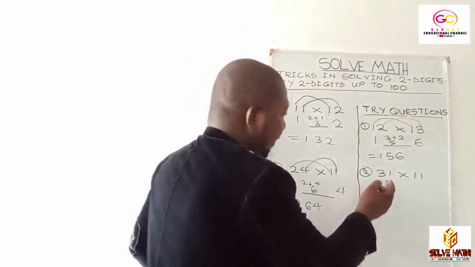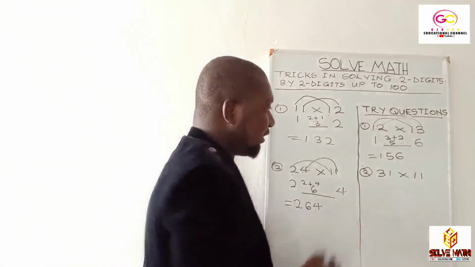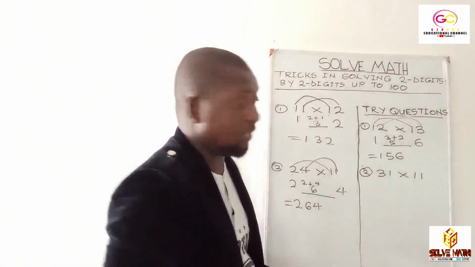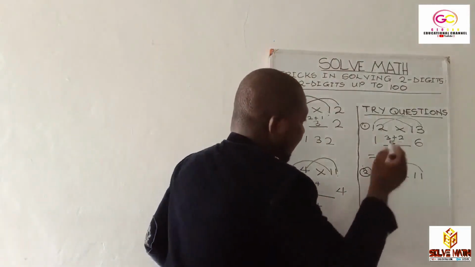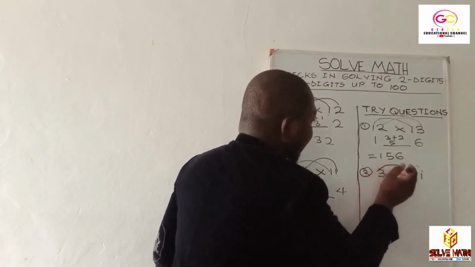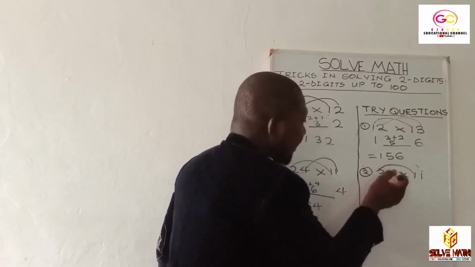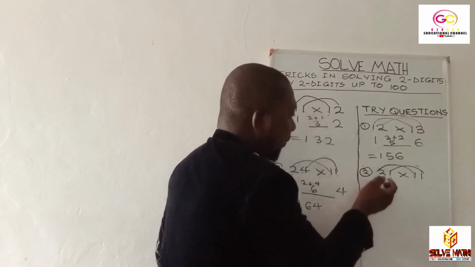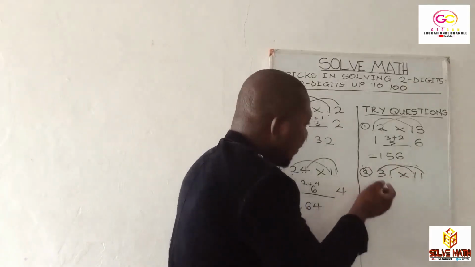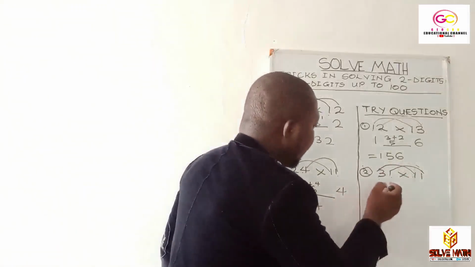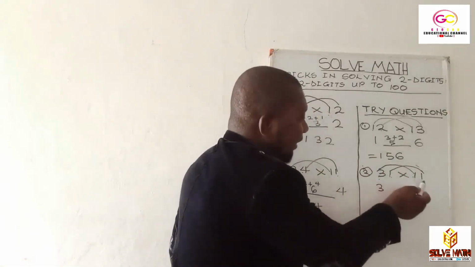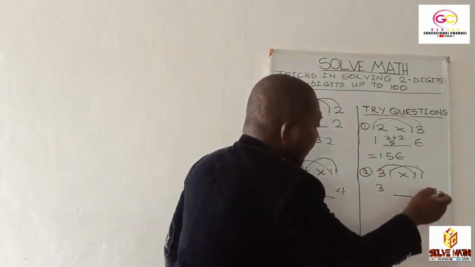Good. Now, let's look at the final one: 31 multiplying 11 using the same tricks. I hope you got it. Your first digit will multiply the first digit here, then your second digit will multiply the second digit here. So 3 times 1, which will give you 3. You leave a space. The second digit here is 1, and the second digit here is also 1. So 1 times 1 is 1.